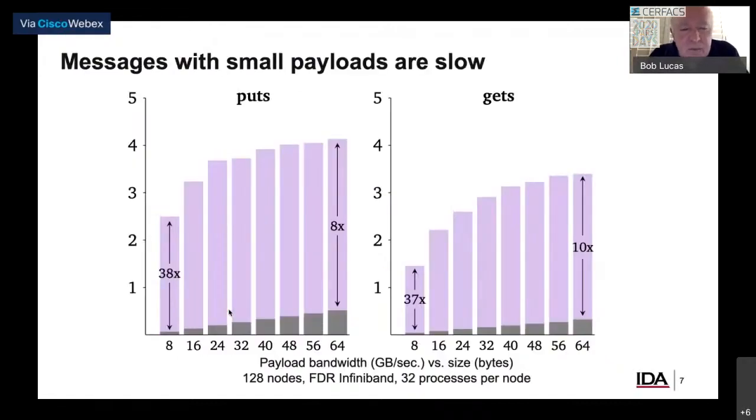And here's some data from Miller, basically illustrating what we've all experienced: if you send small messages, the gray bar on the left, an 8-byte or 1-word message, then it's 38 times slower in terms of effective bandwidth than a message of effectively 1,000 words. So we're all familiar with this: whether you're putting or getting, you need a reasonably big message in order to get effective bandwidth on today's systems.